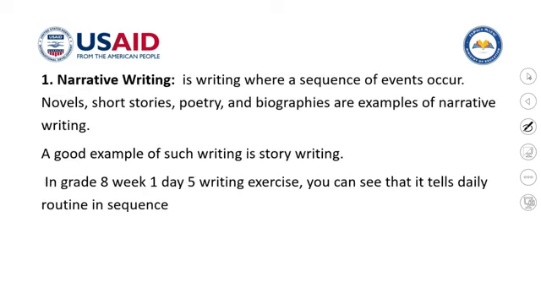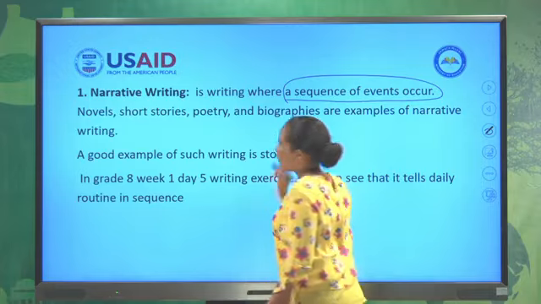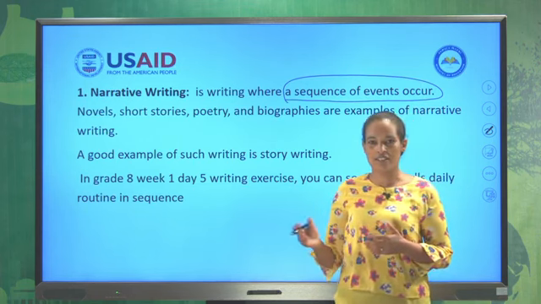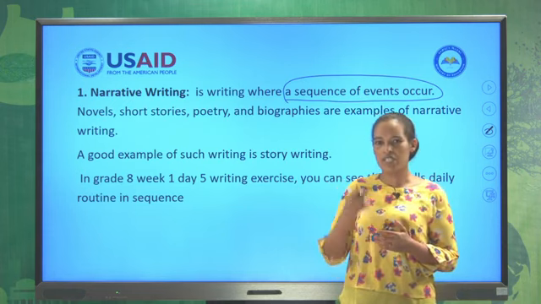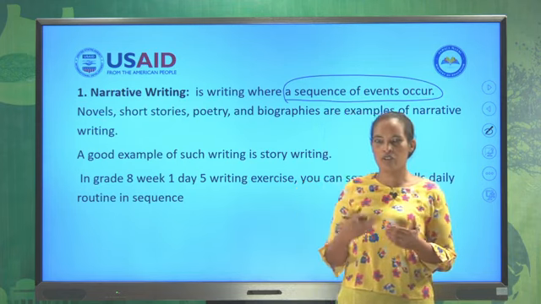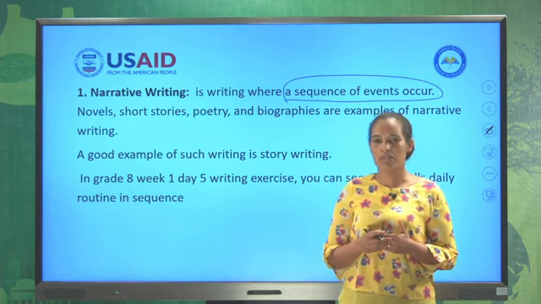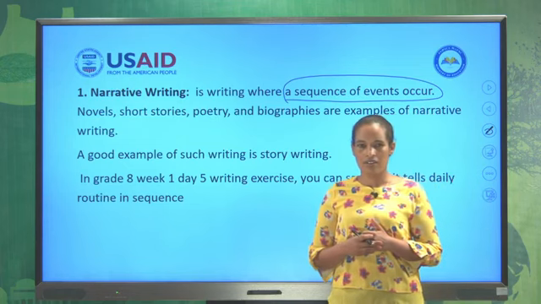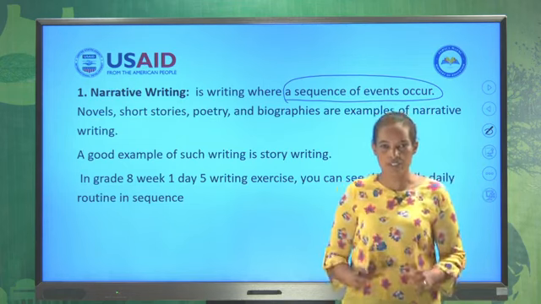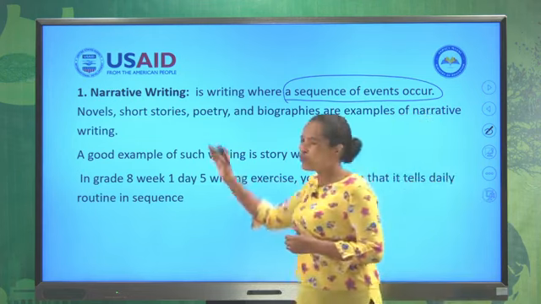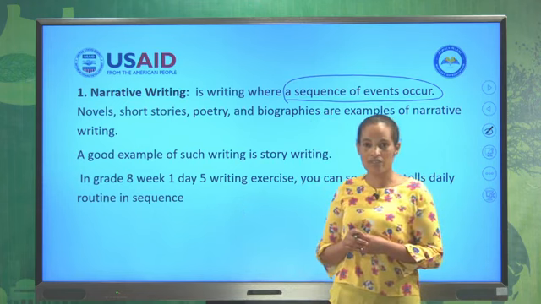Narrative writing is writing where a sequence of events occurs. From the name itself, narrating, telling something. When we tell something, it can be a life story, biography, or autobiography. So it needs a sequence of events. There may also be a chronological order in narrating the point or writing. For example, novels can be a good example of narrative writing.